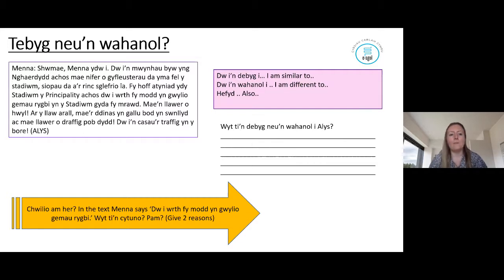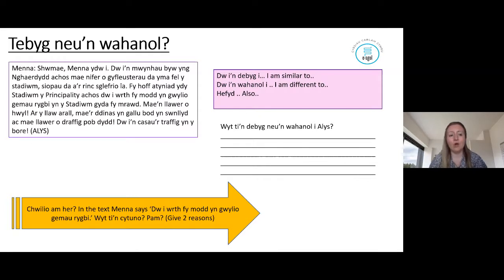Okay. So Menna has said, Siamai Menna ydw i. I enjoy living in Cardiff because there are a number of cyfleusterau da, good facilities, such as the stadium, the siopau da, the good shops, the rink sglefrio iâ, the ice skating rink, and my favourite attraction is the Stadiwm y Principality, the Principality Stadium, because I'm in my element, wrth fy modd yn gwylio gemau rygbi, because I love watching the gemau rygbi gyda fy mrawd, okay? Mae'n llawer o hwyl, it's lots of fun.